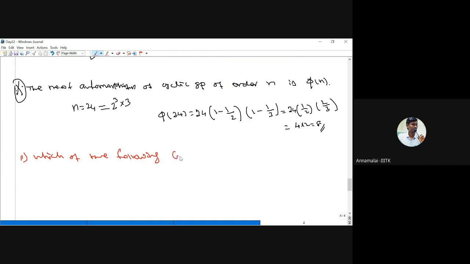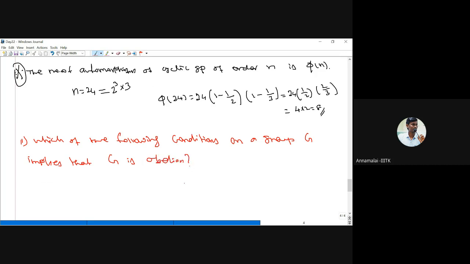Which of the following conditions on a group G implies that G is abelian? So G is given for what condition of G that G becomes an abelian group? Okay, that is the question.